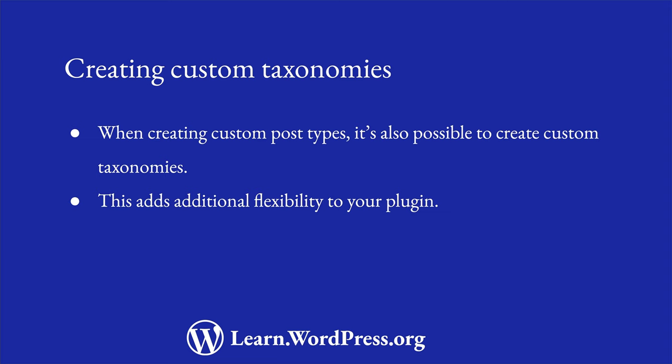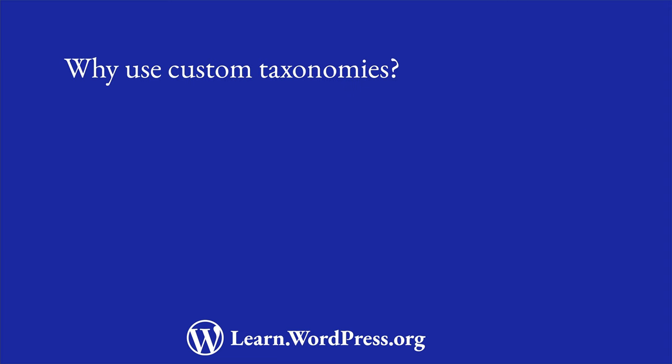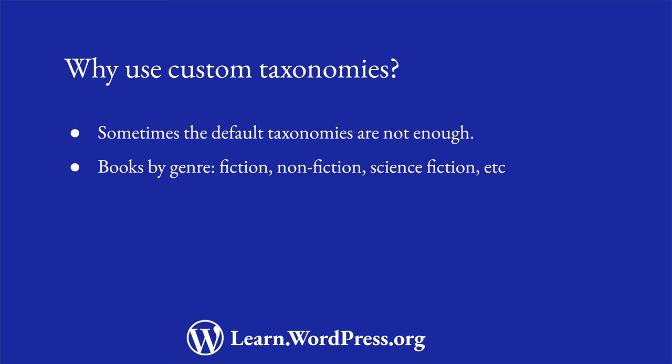Let's look at how this works and what you need to register a custom taxonomy. You might think that the two taxonomies that come with WordPress are enough, but there are times when your plugin might need to group data in a different way. For example, in a bookstore, you might want to group books by genre, such as fiction, non-fiction, science fiction, etc.